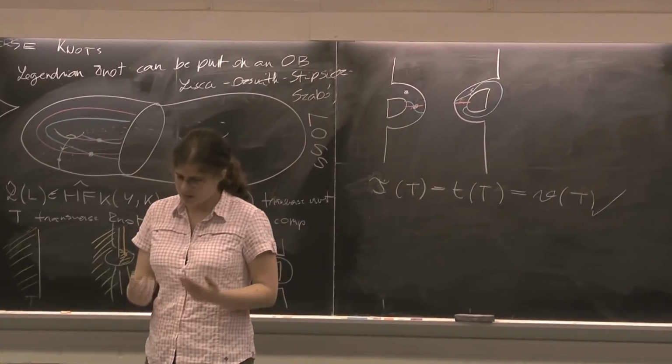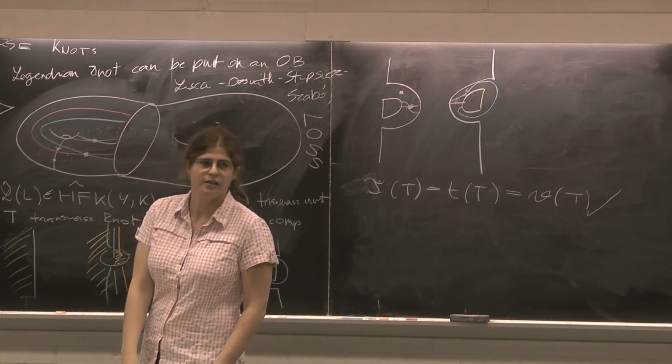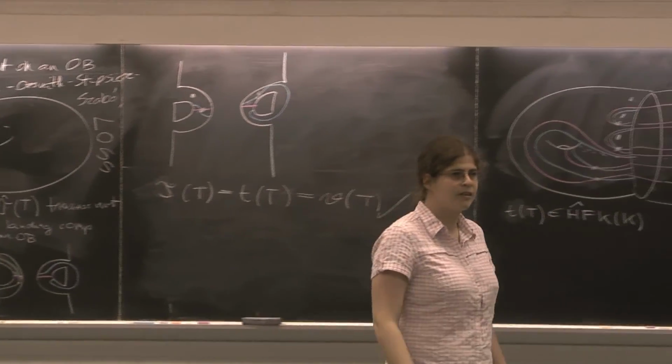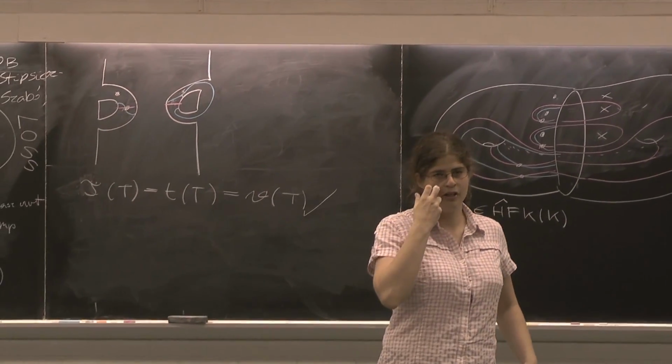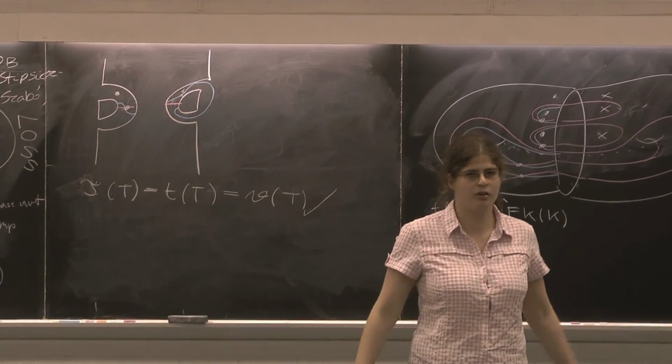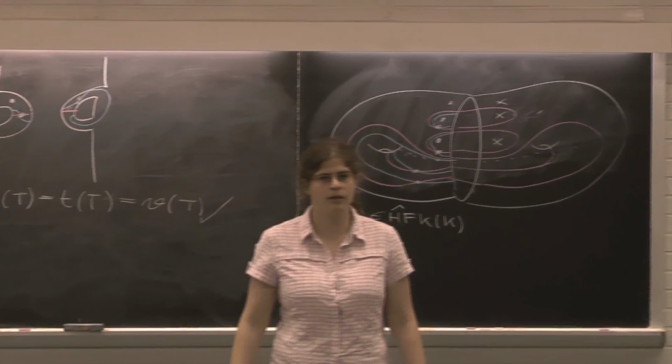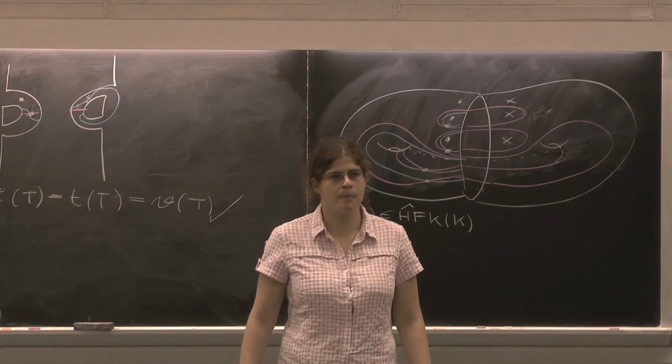Any questions? So in Heegaard Floer theory, are there any real Legendrian invariants? I don't know. Probably not. Meaning ones that are sensitive to negative stabilization.